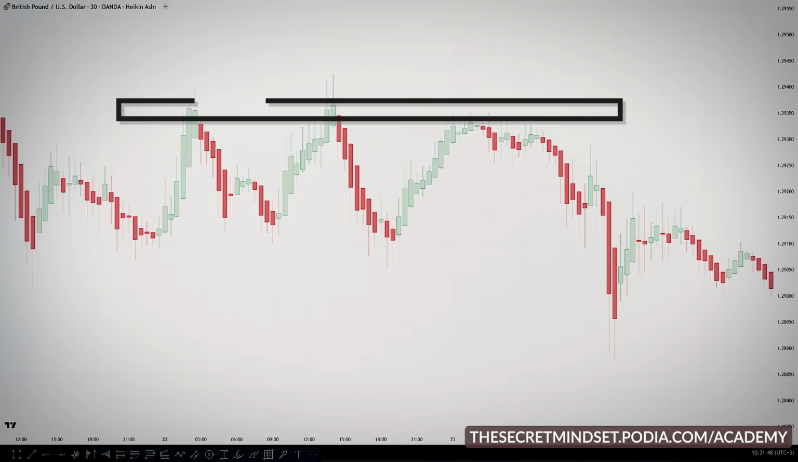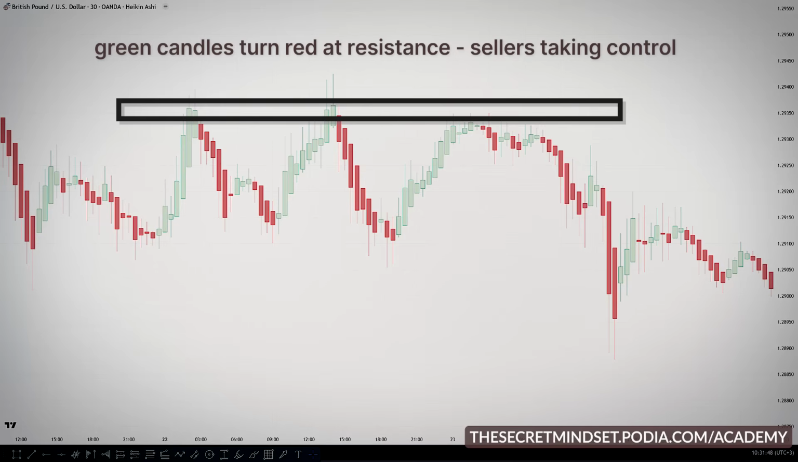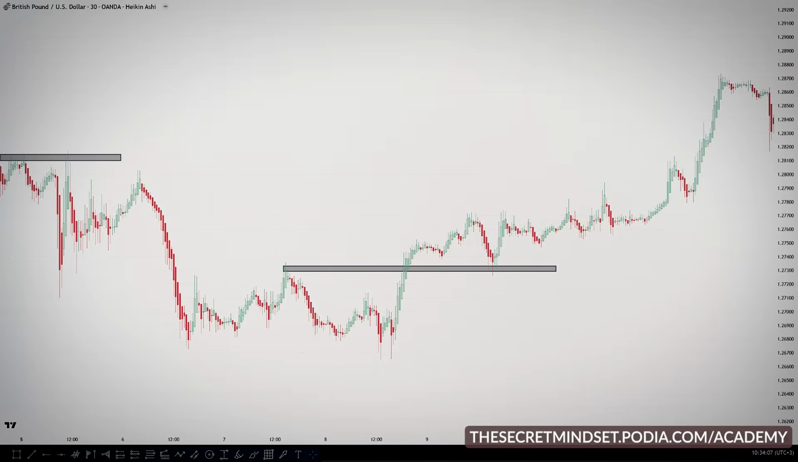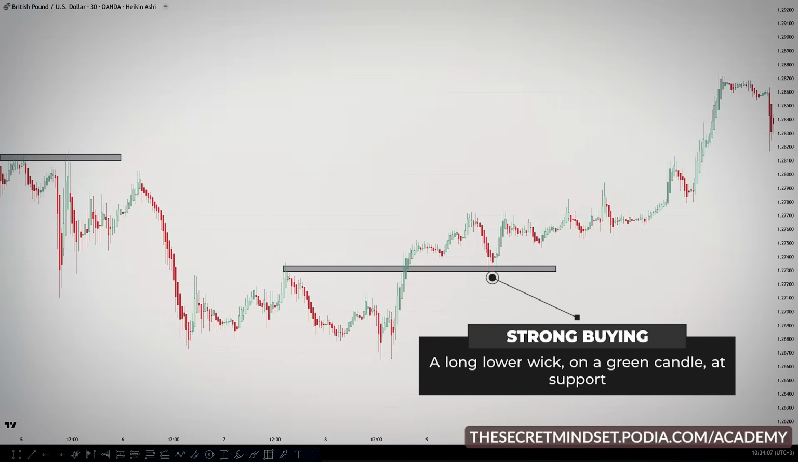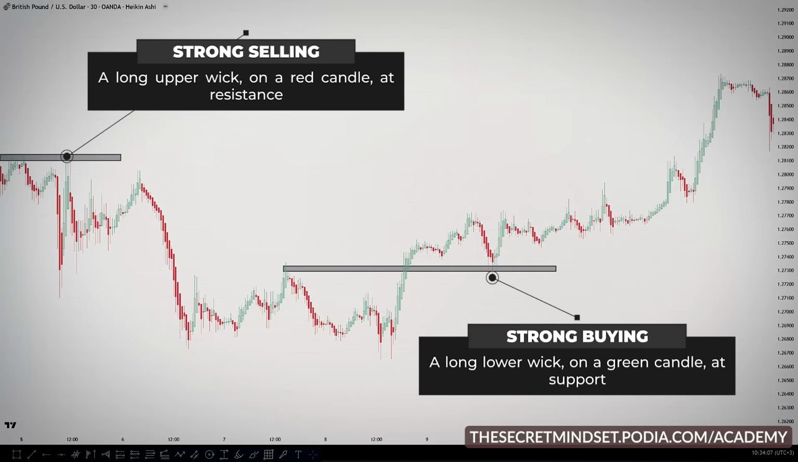You might also see green candles turn red at resistance. This shows sellers taking control. For instance, price is rising with green candles. Then at a past resistance, the candles turn red. A long lower wick on a green candle at support shows strong buying. A long upper wick on a red candle at resistance shows strong selling.